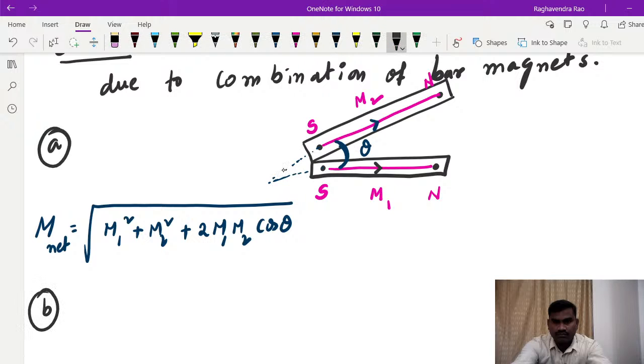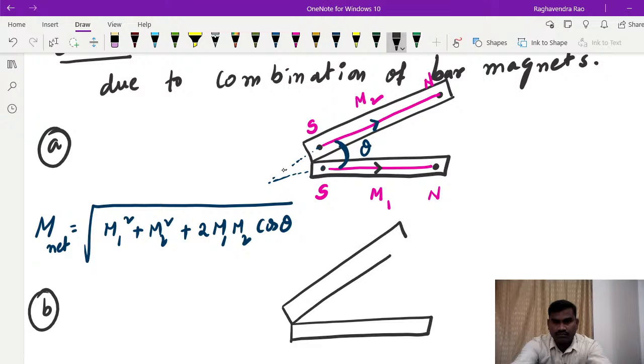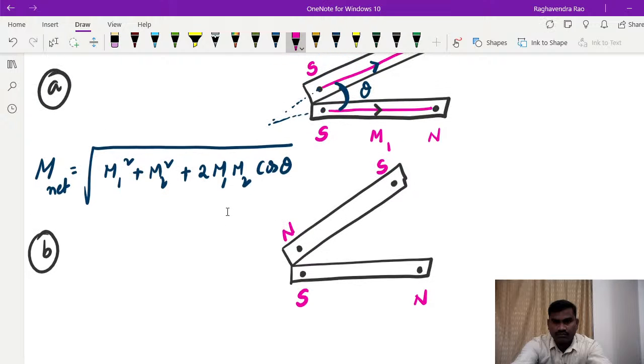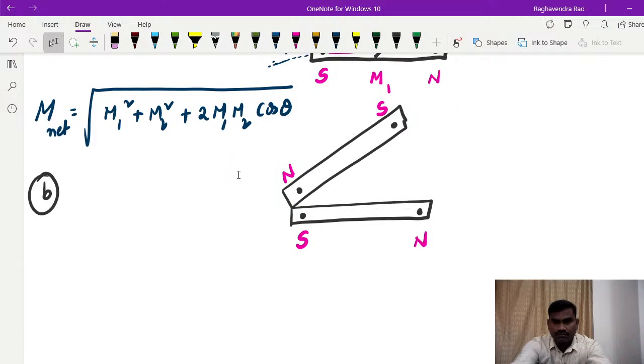Next, point B. For example, bar magnets are arranged like this in the same arrangement, but by changing the poles of the magnet. Okay, see this. Here this is the south pole and this is the north pole. Now here we need to take this as the north pole and this as the south pole. In the previous case this was taken as the south pole. Now we are changing the polarity of the poles of the bar magnet.